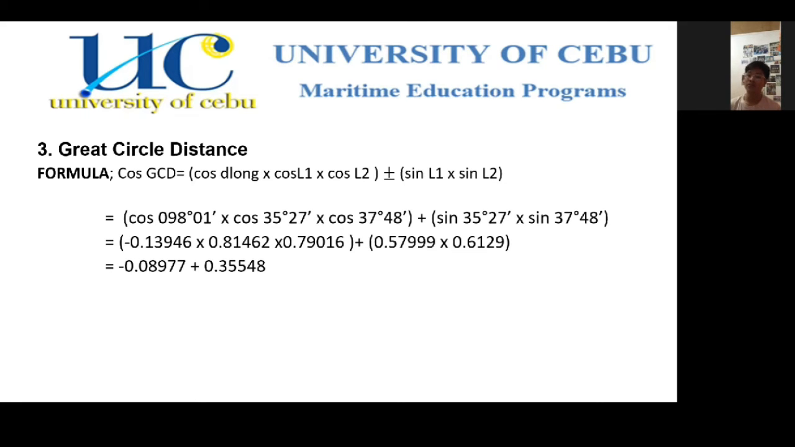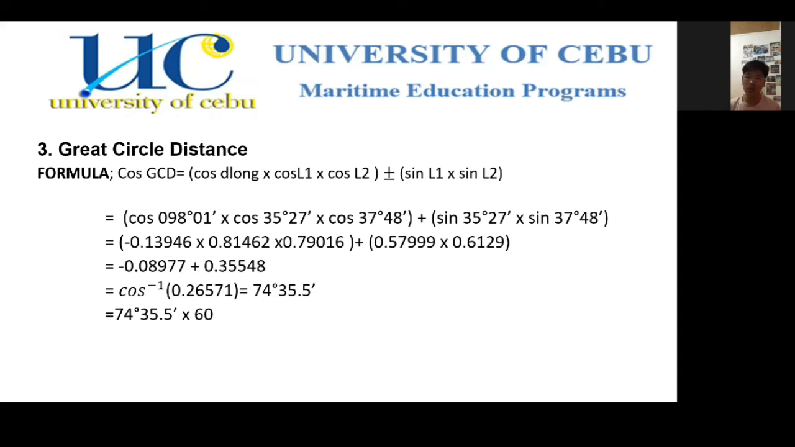0.977 plus 0.35548 from different equations. So since it is cosine of the great circle distance, we need to reverse it, reverse cosine. Reverse cosine 0.2657 is equal to 74 degrees 35.5 minutes.